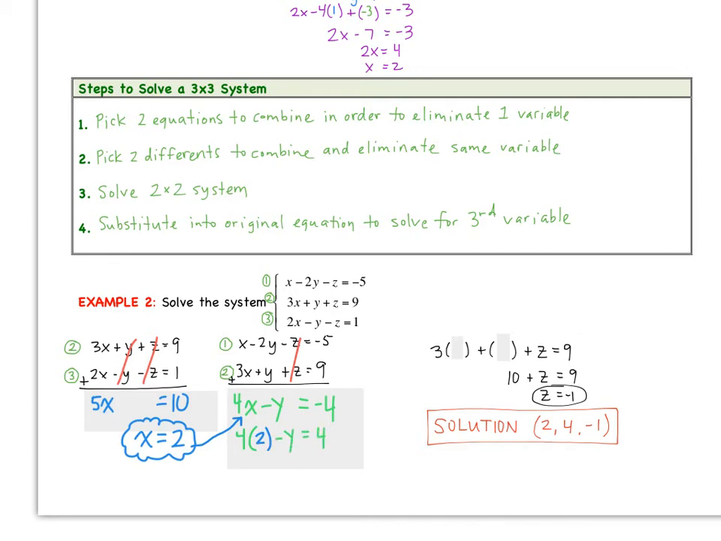So when we go through and we solve, we'll get -y. 4 times 2 is 8. Subtracting 8, we're going to get equals -4. So we'll get y equals positive 4.